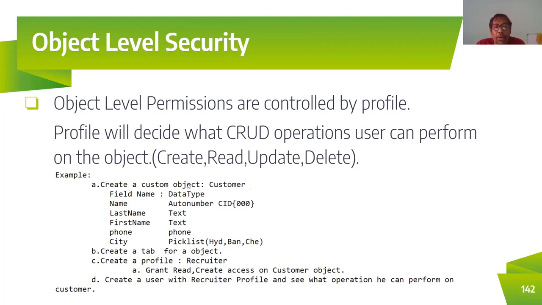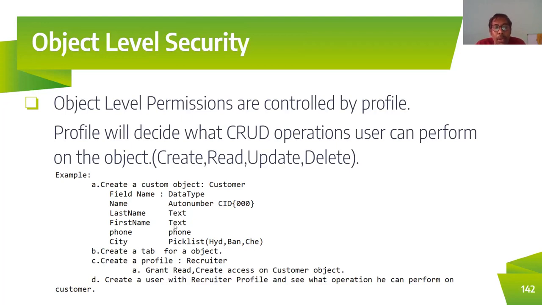Create a custom object called customer. The fields are going to be like name, last name, first name, phone, city. City is going to be a picklist. Now create a tab for the object, and create a profile, recruiter. Then you're going to grant read and create access on the customer object. So now you're going to create an object here.